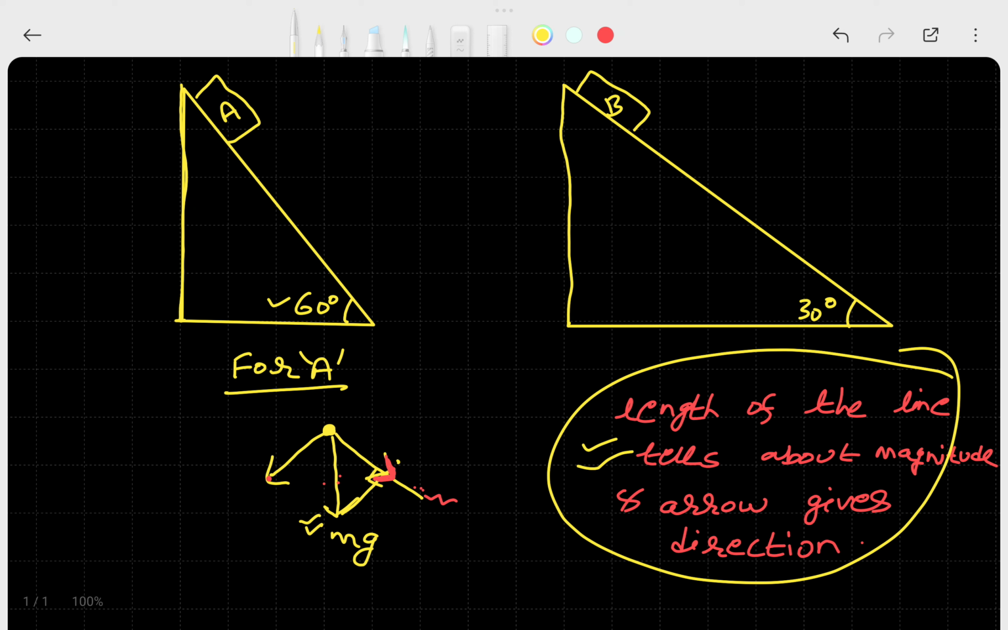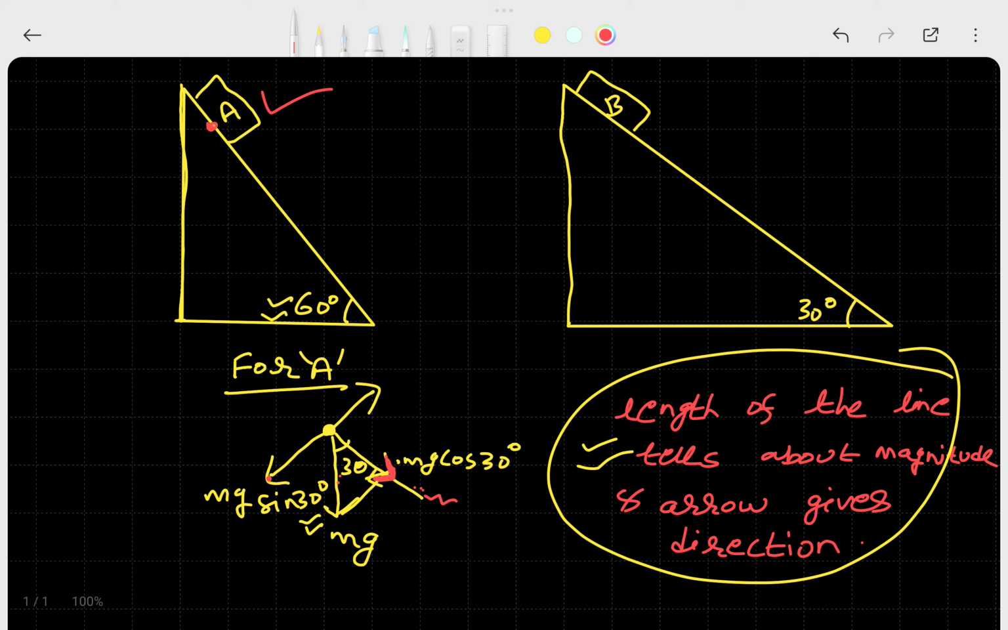So see, this is 60 degree, so this angle will be 30 degree. If you resolve, then what you will get, this will be mg cos 30, mg cos 30, and this will be mg sin 30 degree, and this mg sin 30 degree by which this block is being pressed.